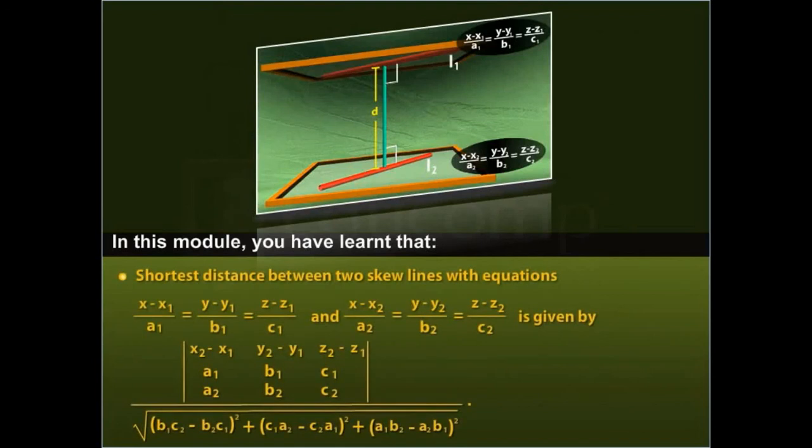The shortest distance between two skew lines with equations x minus x1 upon a1 is equal to y minus y1 upon b1 is equal to z minus z1 upon c1, and x minus x2 upon a2 is equal to y minus y2 upon b2 is equal to z minus z2 upon c2, is given by the determinant of x2 minus x1, y2 minus y1, z2 minus z1 in the first row, a1, b1, c1 in the second row, and a2, b2, c2 in the third row, whole divided by square root of b1 c2 minus b2 c1 whole square plus c1 a2 minus c2 a1 whole square plus a1 b2 minus a2 b1 whole square.